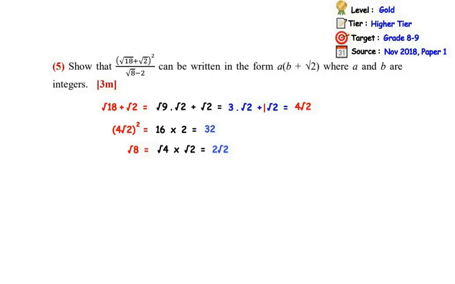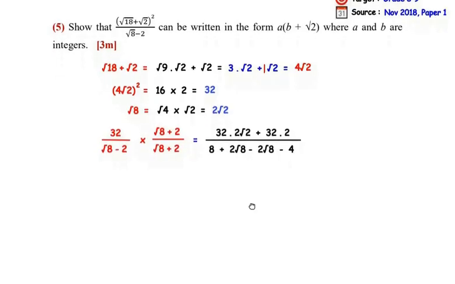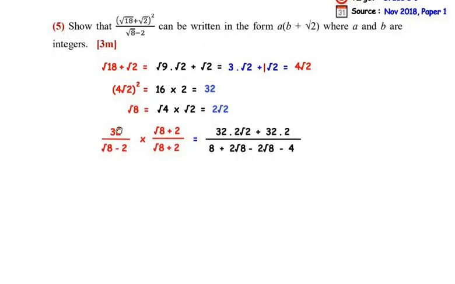Now similarly, in the denominator we have square root of 8. So we are going to break it down as square root of 4 times square root of 2, giving us 2 root 2. So we get, in place of this bracket, 32 divided by square root of 8 minus 2.